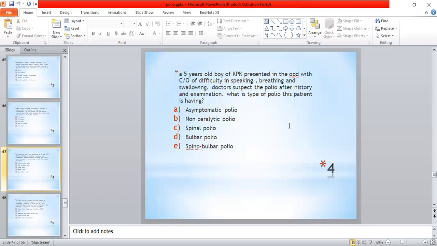D. Delta is the right answer. The bulbar polio affects the cranial nerves, so that is why the patient is having difficulty in speaking, breathing, and swallowing. So bulbar polio, delta is the right answer.